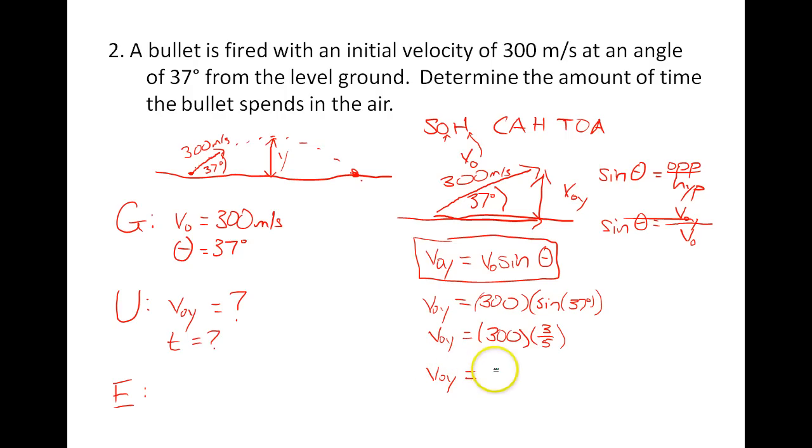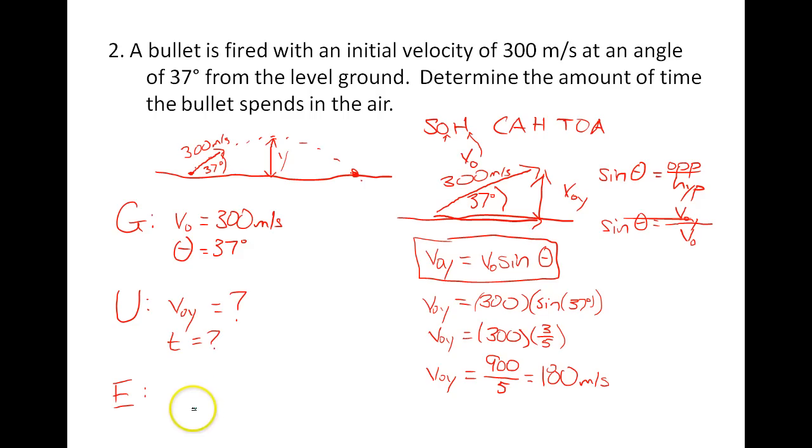So when we do that, that's 300 times 3, which is 900, divided by 5. So that's equal to 180 meters per second. That gives us the initial velocity in the vertical direction. All right, so now we still need to solve for time.